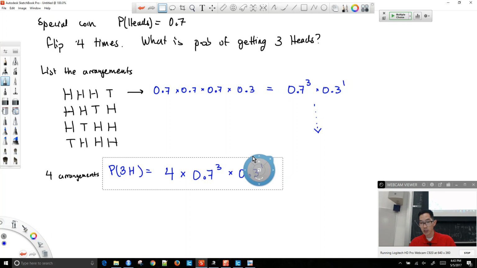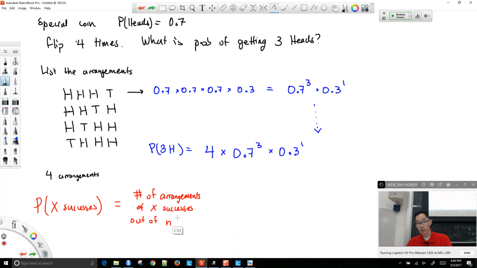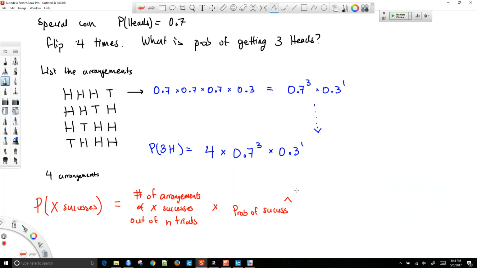All right, so this is what I have. Let me kind of generalize this a tiny bit, okay? And so we have the probability for getting X successes is equal to the number of arrangements of x successes out of n flips, or n trials, I should say. Okay, so we have the number of arrangements times the probability of success, and I would raise this to what power? I would raise this to the x, right? I need x successes, the number of successes.